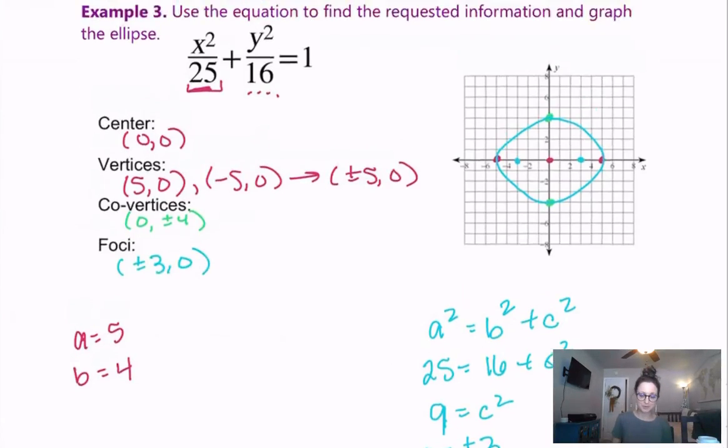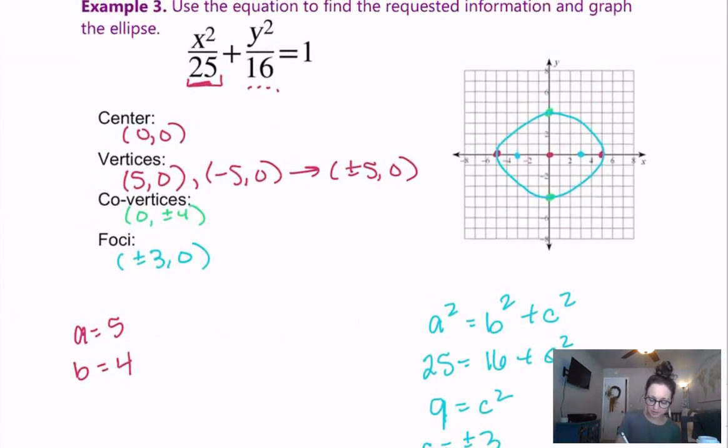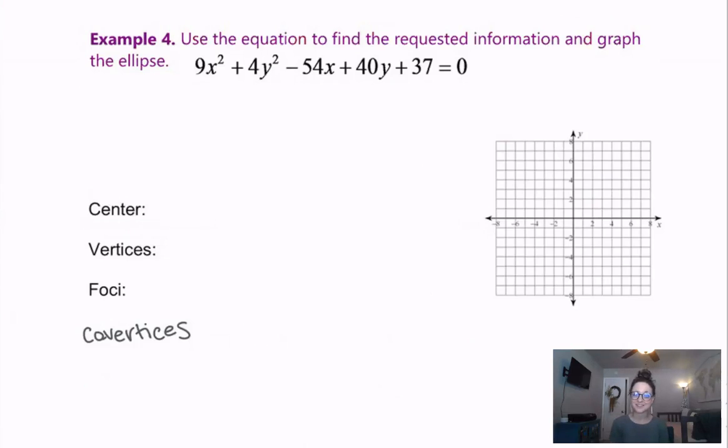And why do I care about the foci? That's the part where if I pick any point on the ellipse, then the sum of these two distances in yellow will be a constant. All right, go ahead and copy my screen and then we'll do this one together.